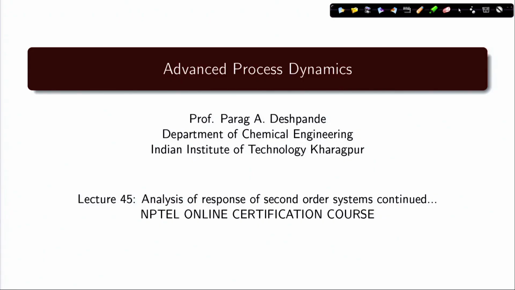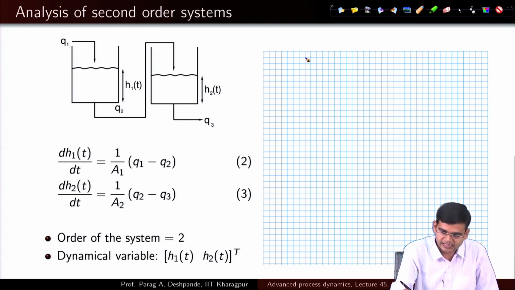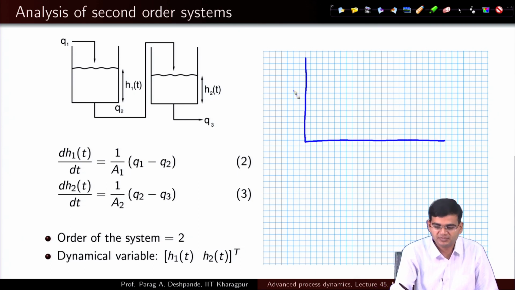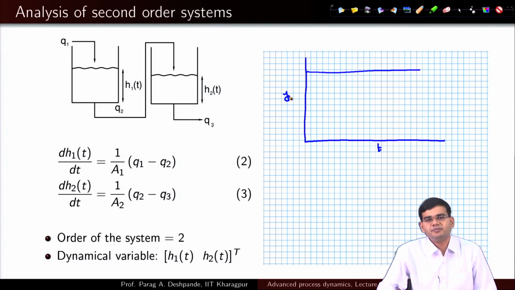Okay, so let us continue our discussion on second order dynamics. In the previous lecture, we saw the system which is in front of you and we derived the overall transfer function for the system. And what we saw was that if I draw the dynamical response of the system as y versus t, and if this is the step magnitude of the step input, then we made two observations.